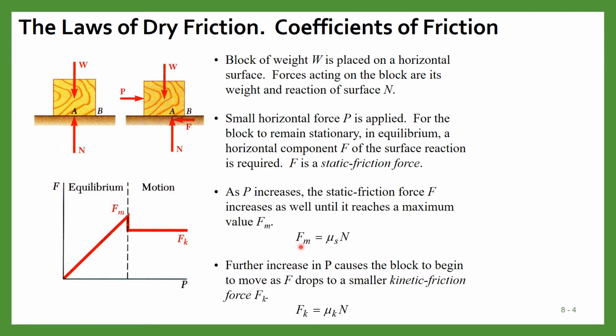So the maximum static friction force is Fm equals mu s times N, while the kinematic friction force equals mu k times N, where the value of mu k is slightly less than mu s. Mu s and mu k are also called coefficients of friction. So this is how the friction force works.